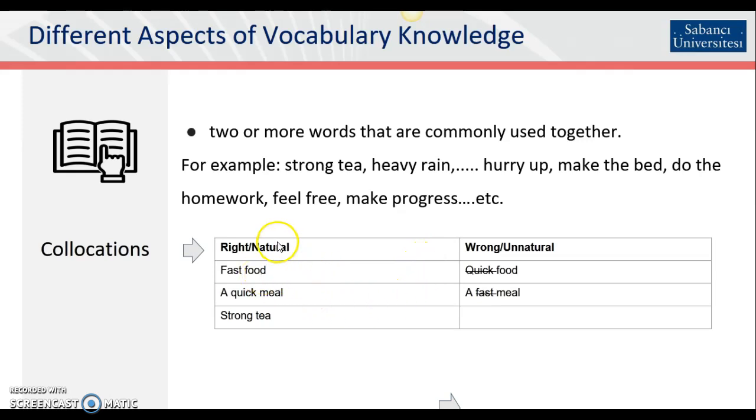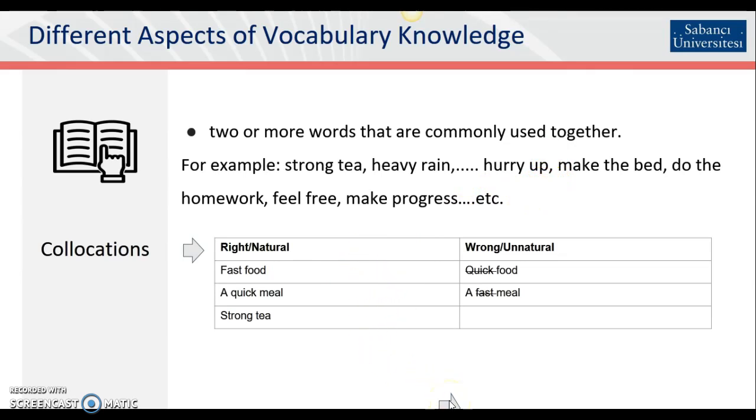Fast food is the natural and right one, but quick food is not natural and it is not correct. A quick meal is correct and natural, but again, a fast meal is not acceptable. So our collocations are usually more natural and right somehow.